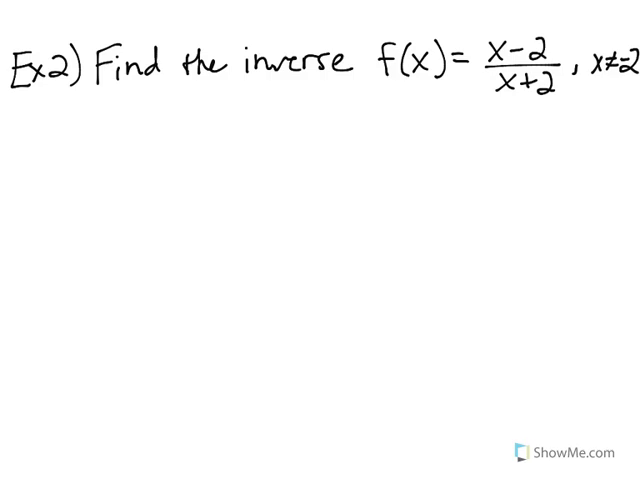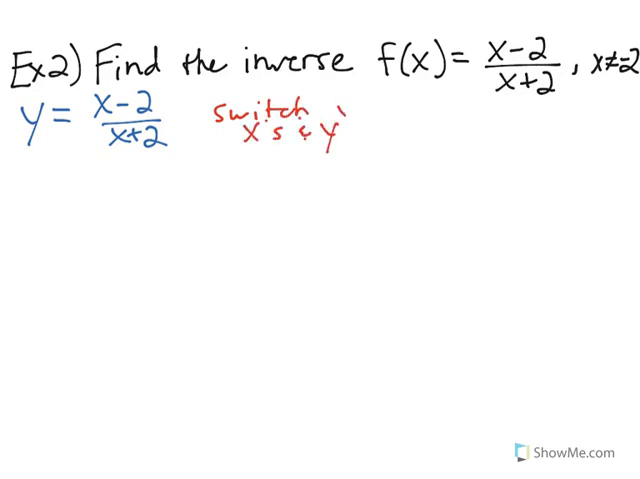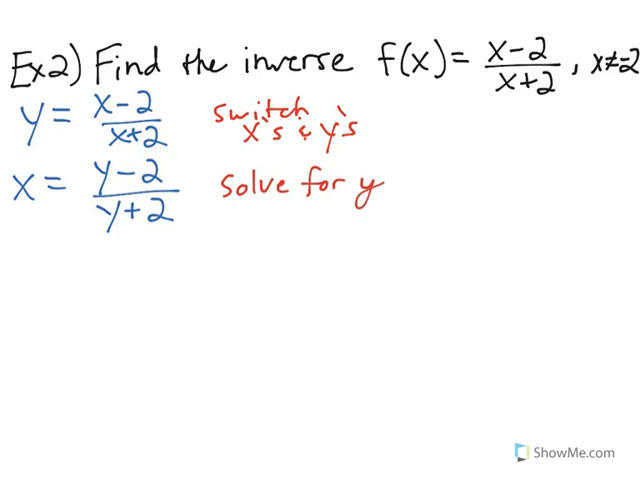So we have f of x is y equals x minus 2 over x plus 2. We are going to switch our x's and y's. So it changes to x equals y minus 2 over y plus 2. And now you solve for y. This is all algebra moving forward here.